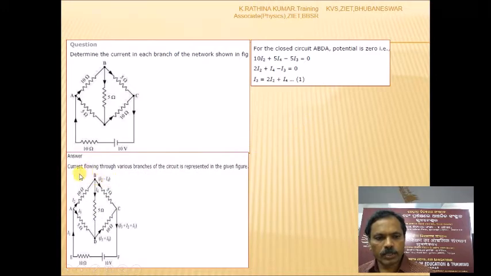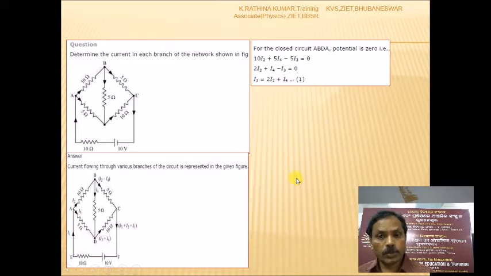The current answer means the current flowing through various branches of the circuit is represented in the diagram. The current will be as per Kirchhoff's law. Then the current is divided here into the branches I1, I2. Then here I2 minus I1. Then here I4. And the branches coming here all get added together, so I3 plus I4. This one which comes is I3. So that is added up, and here it goes I3 plus I2 plus I1.